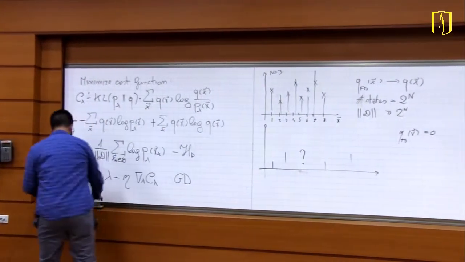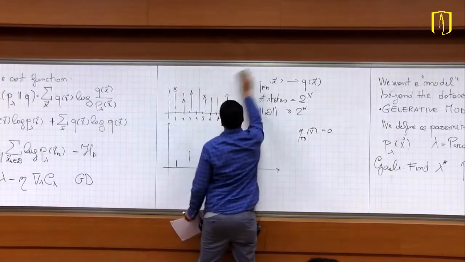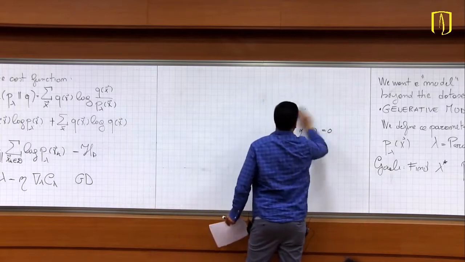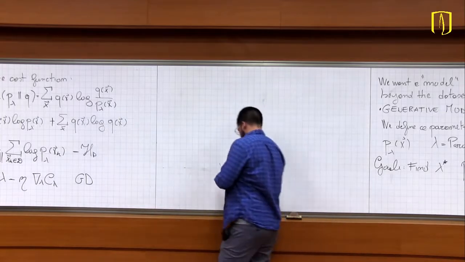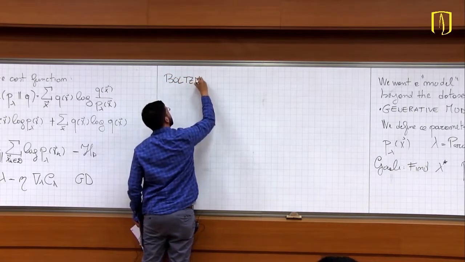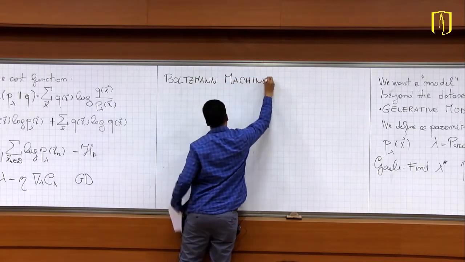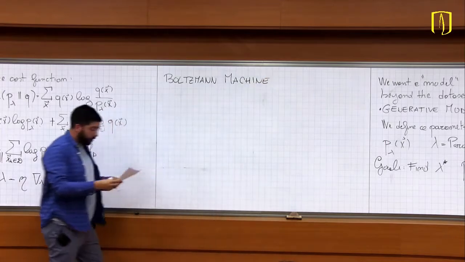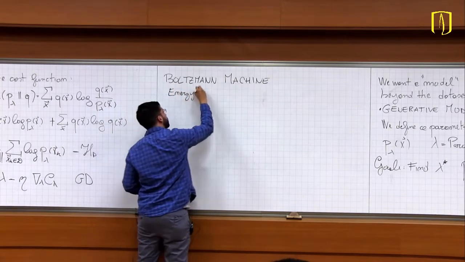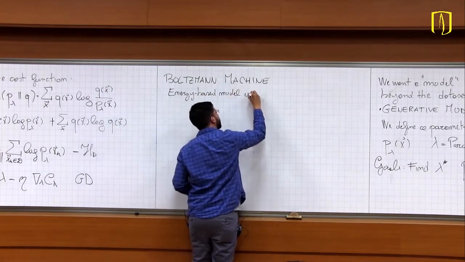Okay, good. So now what's left to decide is what P lambda is. As P lambda, we're now going to define the Boltzmann machine. What is it? The Boltzmann machine is importantly an energy-based model on a graph.